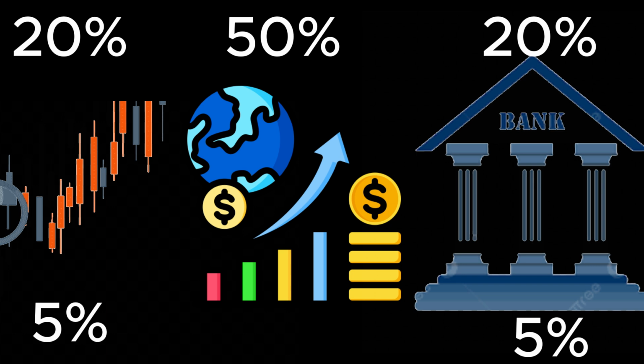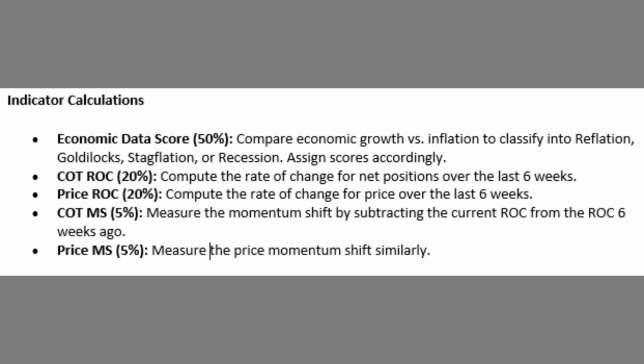Make sure to watch the previous video because some of the terms we're going to use here were defined in it. Here's a breakdown. Indicator calculations. Economic data score, 50%. Compare economic growth versus inflation to classify into reflation, Goldilocks, stagflation, or recession. Assign scores accordingly. COT, 20%.